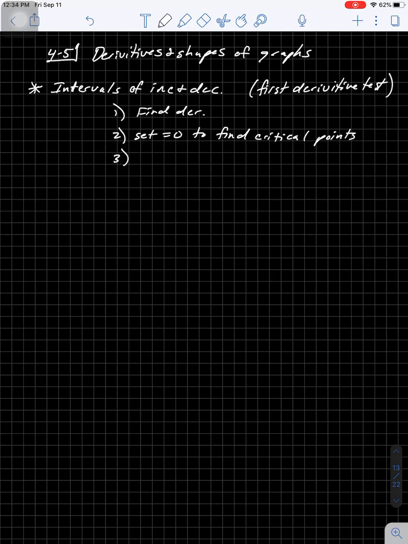Third thing is you are going to create a number line with the critical points. And the fourth thing is we're going to test the intervals on the line to find slope, direction, slope and direction.